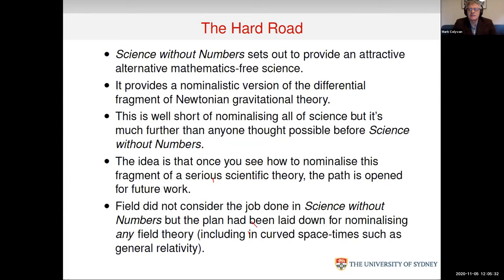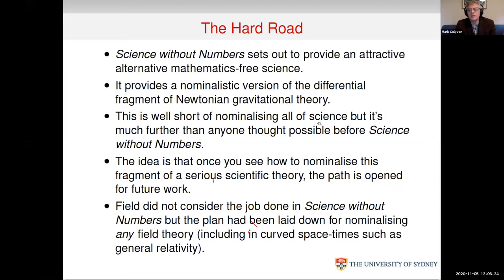So Science Without Numbers sets out to provide an attractive alternative, mathematics-free science. It provides a nominalistic version of the differential fragment of Newtonian gravitational theory. Of course, this is well short of nominalizing all of science, which is what you would need to do to actually undermine the second premise of the indispensability argument. But to be fair here, it's much further than anyone thought was possible before Science Without Numbers was written. Now, to show that you can do a serious piece of science like Newtonian gravitational theory, or at least the differential fragment (he didn't do the integral fragment), and to show how you can do that without mathematics, I think in itself is a major achievement.